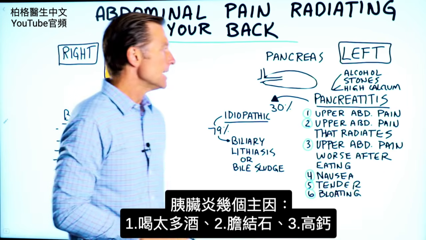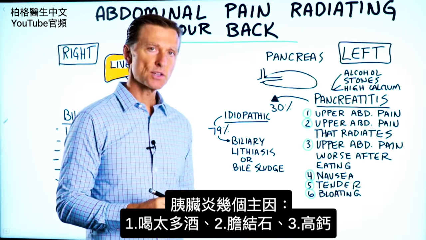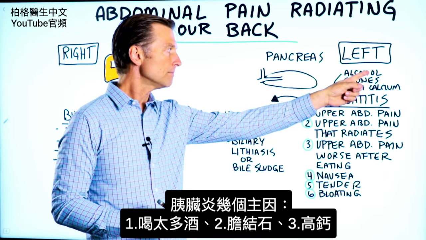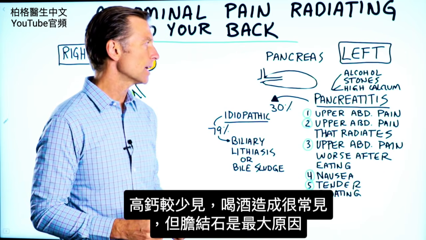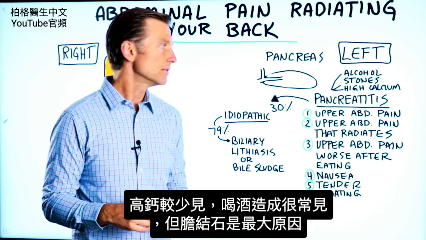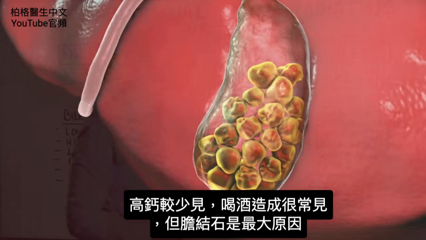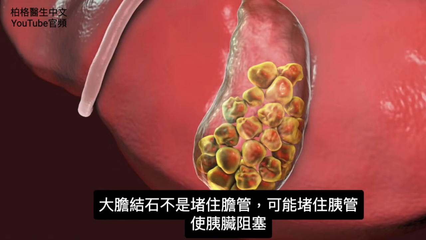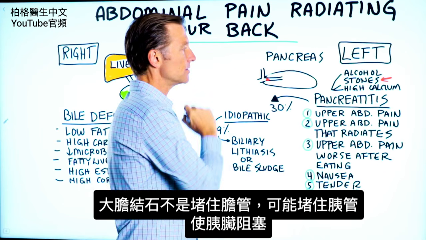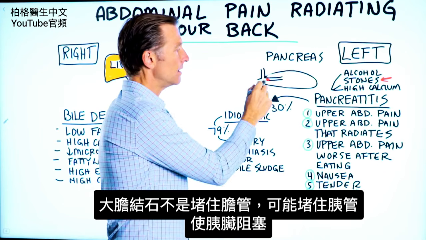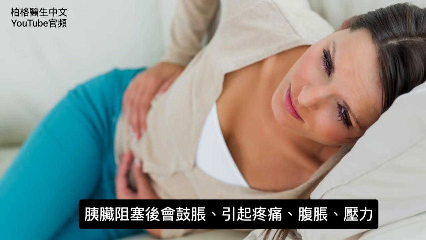Now, a couple main causes of pancreatitis, which is inflammation of the pancreas, are alcohol, gallstones, or high calcium. High calcium is not very common. Alcohol could be common, but stones, having gallstones, is a really big cause. But those gallstones could be lodged, not necessarily even over here in the gallbladder, but right in the pancreatic area right through in here. There's certain ducts that drain through here, and if you obstruct that, it's going to balloon out and distend and cause pain and bloating and pressure.